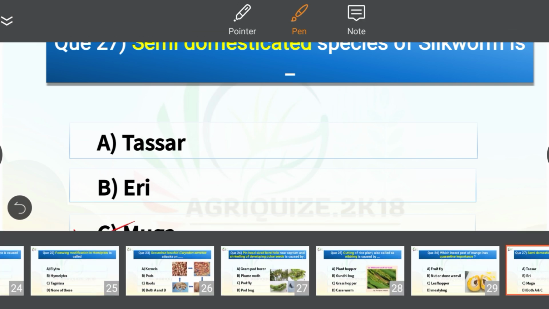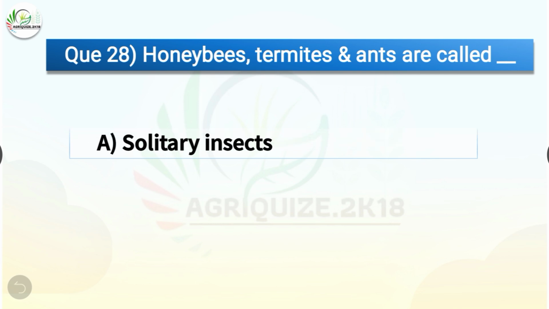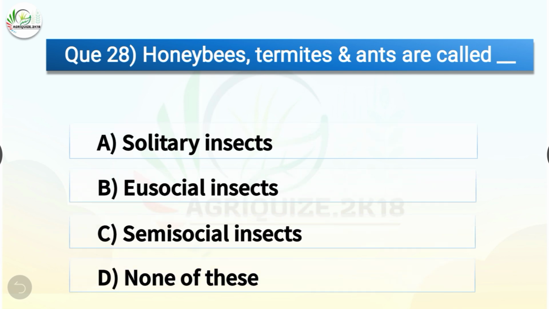Question number 28. Honeybees, termites and ants are called dash. The options are solitary insects, eusocial insects, semi-social insects, or none of these. The correct answer is option B, eusocial insects. So honeybees, termites and ants are called eusocial insects. Eusocial insects are those insects that live in a colony with only some individuals capable of reproducing. Usually there is a division of labor with different individuals undertaking different roles such as defense or foraging. Perhaps the most common examples of eusociality occur within the bees, ants and wasps.